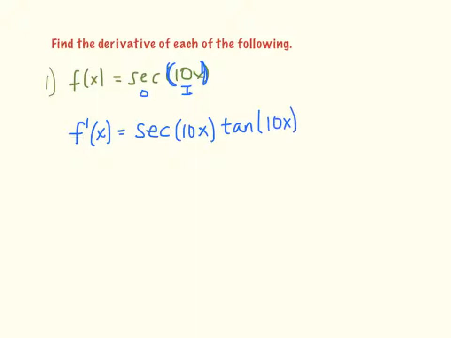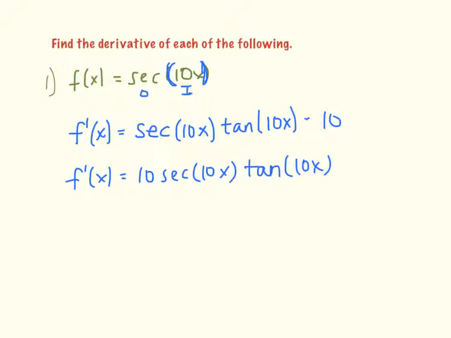Remember, we keep the inside. And then times the derivative of the inside, well, the derivative of 10x is 10. And so one last step to clean that up, we just put the 10 in front. So 10 secant 10x tangent 10x. And that's the answer.